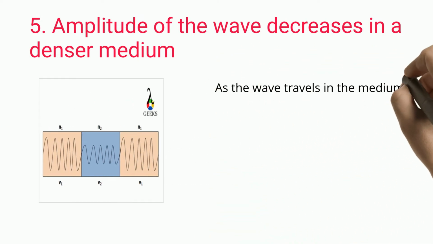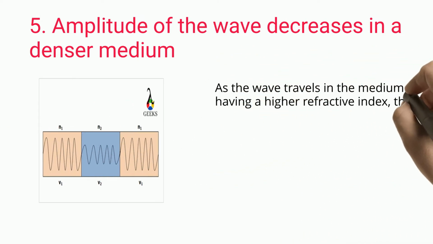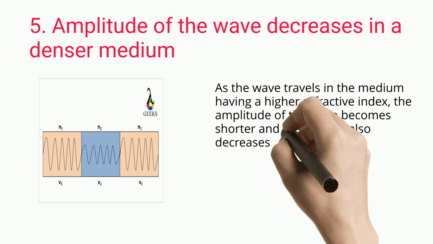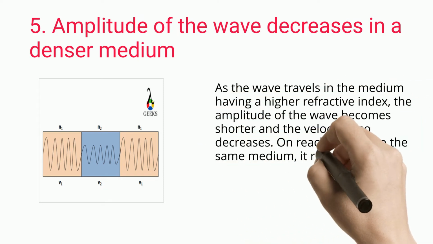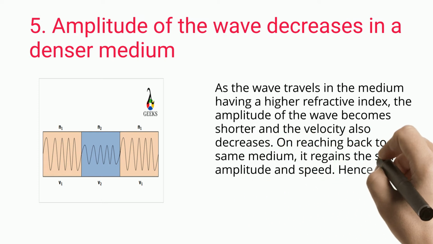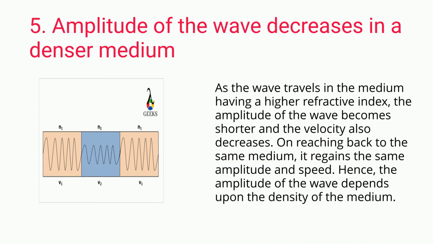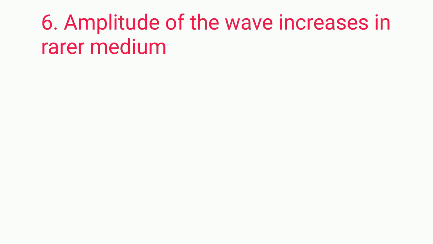As the wave travels in the medium having a higher refractive index, the amplitude of the wave becomes shorter and the velocity also decreases. On reaching back to the same medium, it regains the same amplitude and speed. Hence, the amplitude of the wave depends upon the density of the medium. 6. Amplitude of the wave increases in rarer medium.